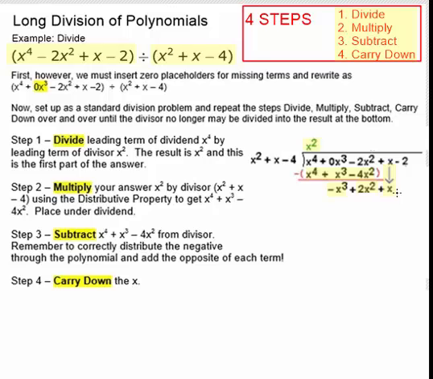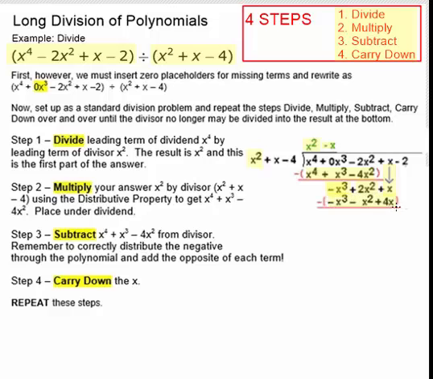Now we start the process all over again, but instead of x to the fourth divided by x squared, we take our leading term, negative x cubed, divide by the leading term x squared. And when we do that division, our next term is negative x. Then we multiply that answer, negative x, by our divisor again, and we get a result of negative x cubed minus x squared plus 4x.